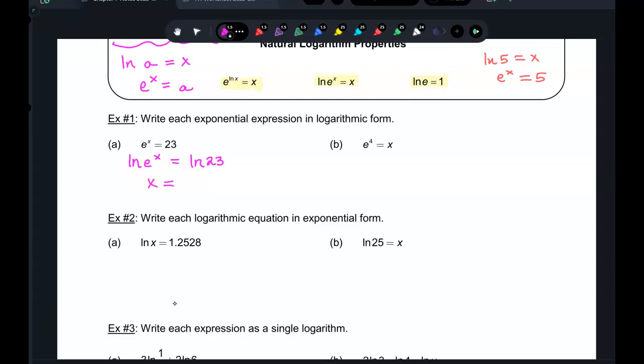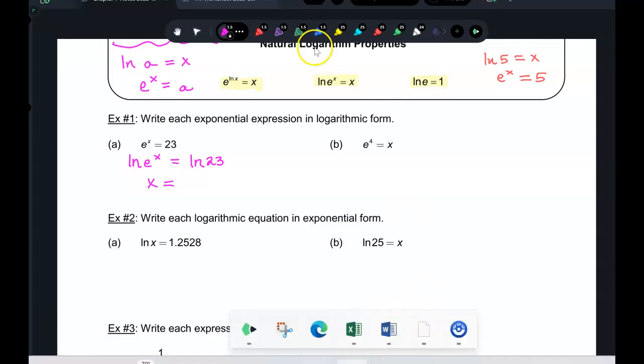Okay, so whenever I have e in my equation, I'm going to take the natural log instead of the common logarithm of both sides because, look up here, the natural log of e to the x is going to simplify to just give us x, right? These are going to cancel. So I'm just going to type into my calculator. Okay, we have our calculator handy.